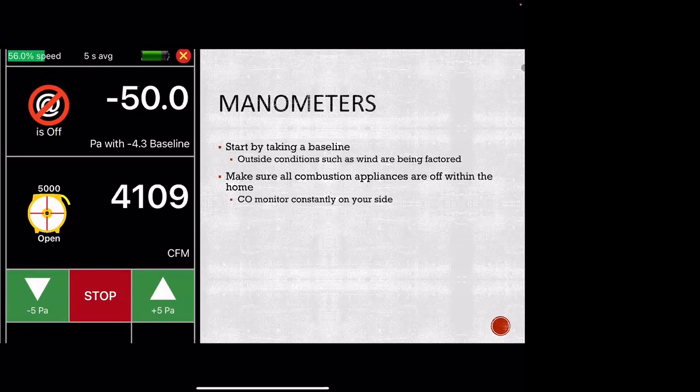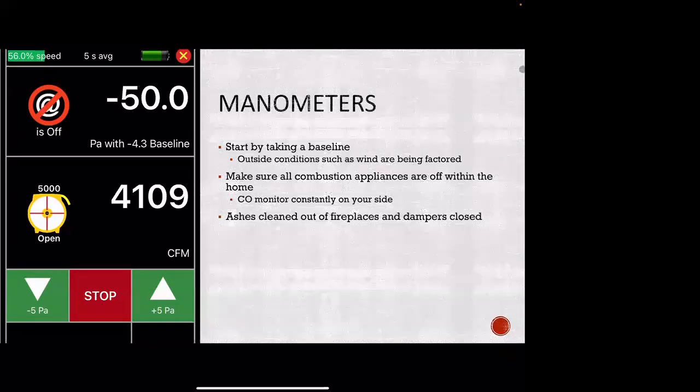We make sure all of our combustion appliances are off within the home. We are going to monitor carbon monoxide constantly. It's on our hip while we're doing this, and we do that for safety reasons. We have to make sure that homeowners are aware. Ashes are cleaned out of a fireplace, dampers closed. We don't want to pull ashes anywhere around the house. Even if we pressurize, we're still going to blow those around. So we ask that those be cleaned prior to us going out and doing a test on the house.